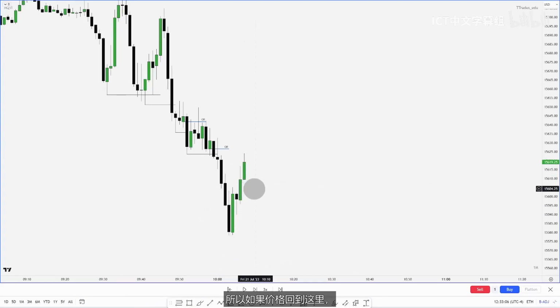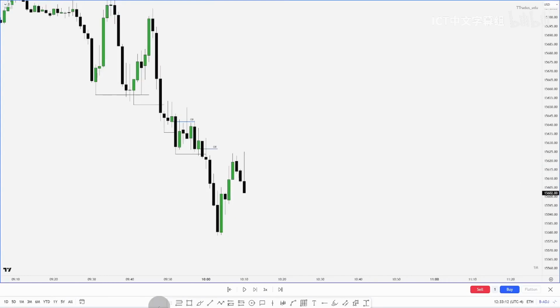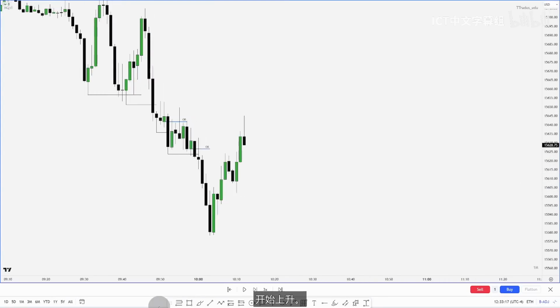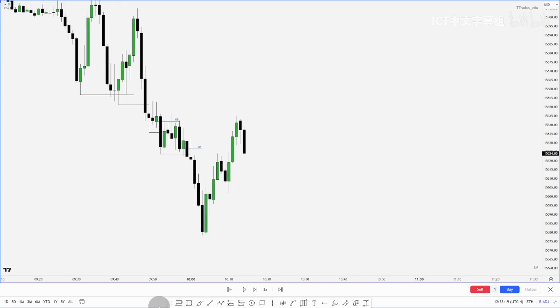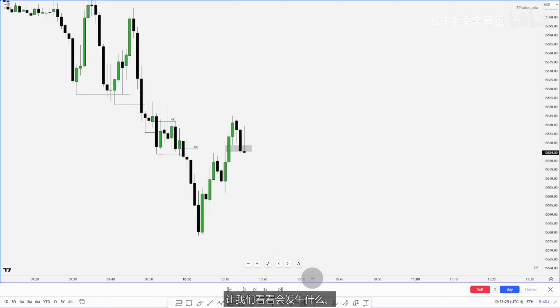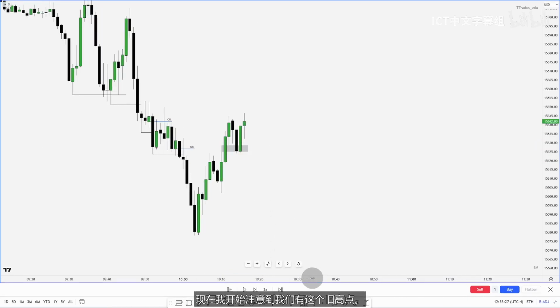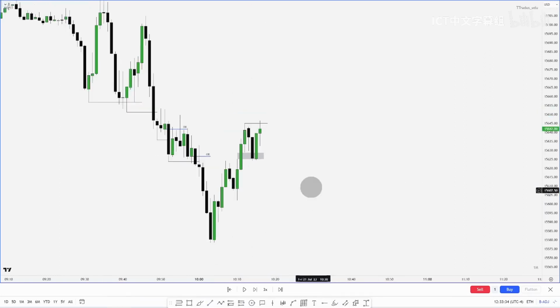So if price returns here, I want to see if it respects this displacement, move higher. There we go. Start to move higher. Once again, respecting these bullish PD arrays. Let's see what happens. So now I'm starting to notice we have this old high. Can't really displace over it. I want to see what the next candles do.